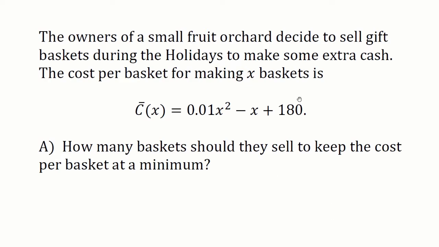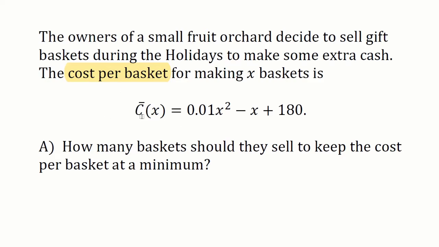Okay, so let's spend some time reading the wording of our problem. The owner of a small fruit orchard decides to sell gift baskets during the holidays to make some extra cash. So the cost per basket for making x baskets is C bar here. If you are a student in a formal business major, you should be familiar with the quite standard C bar notation. It means this is the average cost function. Capital C is always for cost, but the C bar is for average cost. And the way the function is named is really consistent with the goal here. It's a cost per basket, so that means this is the average cost. That's what C bar is.